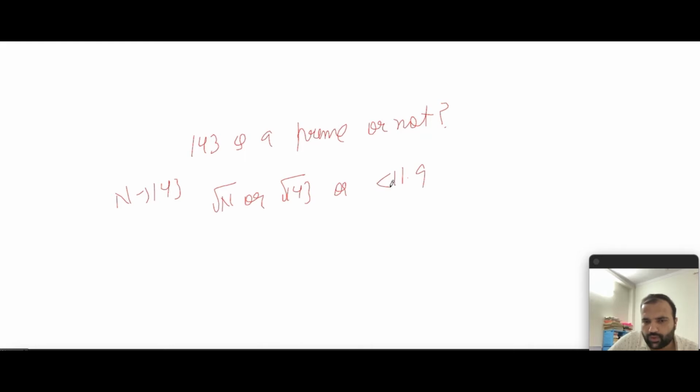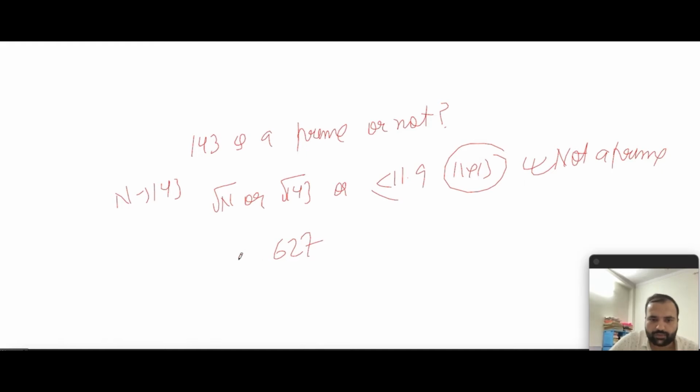So what we are going to do is check all the numbers which are less than or equal to 11. We start with 11, and 11 times 13 is 143. So straight away we get to know that it is not a prime. Again, we can do this for some more. We can take any number.